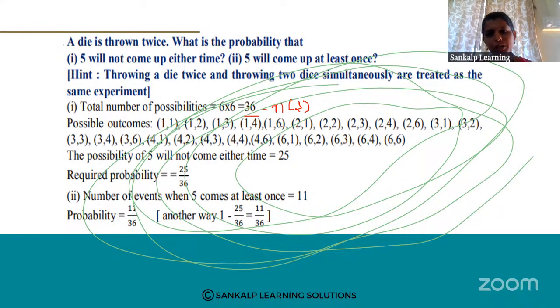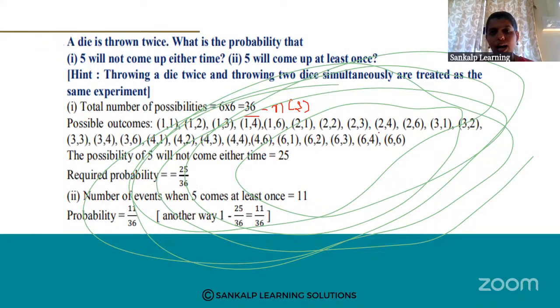That means we are not going to write 1 5. Directly we can write 1 6. 2 1, 2 2, 2 3, 2 4. We are not going to write 2 5, directly 2 6. Like that 3 1, 3 2, 3 3, 3 4, 3 6. 4 1, 4 2, 4 3, 4 4, 4 6. 6 1, 6 2, 6 3, 6 4, 6 6.